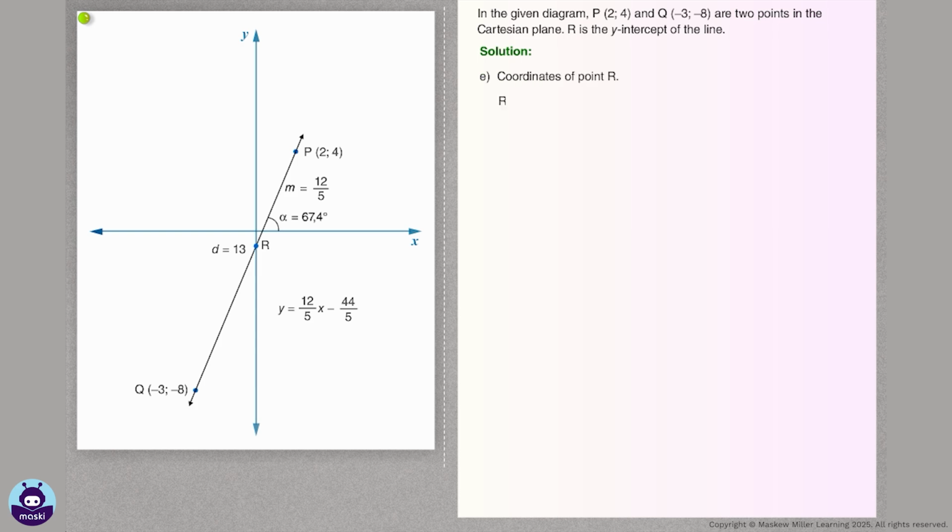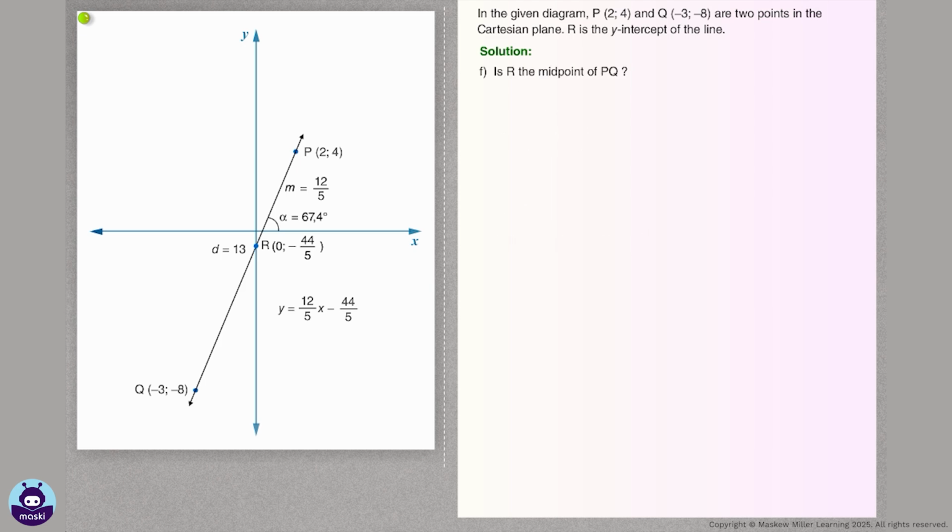Coordinates of point R. The coordinates of R are the coordinates of the point where the line PQ intersects the y-axis. We also call it the y-intercept. The y-intercept can be determined by substituting x is equal to 0 in the equation of the line. Y is equal to 12 over 5 times 0 minus 44 over 5. Therefore, y is equal to -44 over 5. The coordinates of R are (0, -44 over 5).